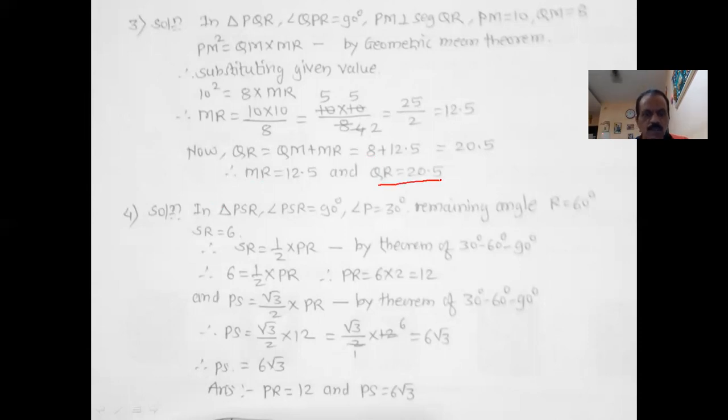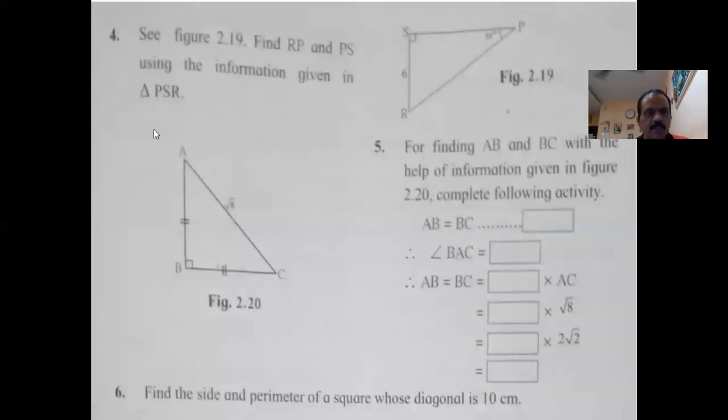Now we solve another example, the fourth example. See the figure. Find RP and PS using the information given in triangle PSR. What information is given? Angle P is given as 30 degrees and segment PR is given here.